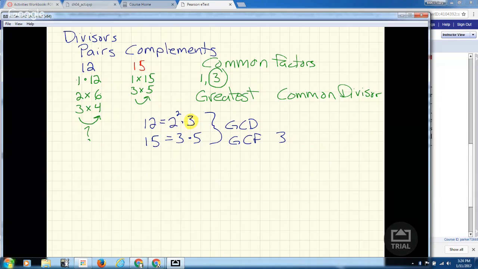Another way to go about finding a greatest common divisor is by using what's called the division algorithm. So think back to Math 211 for that.